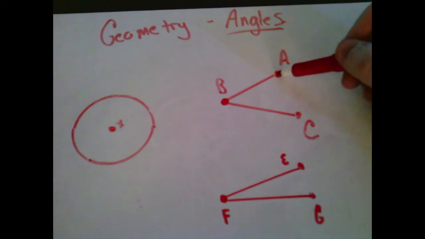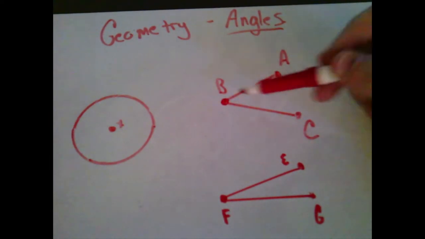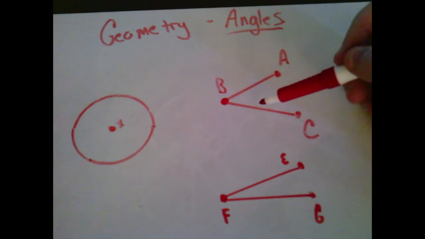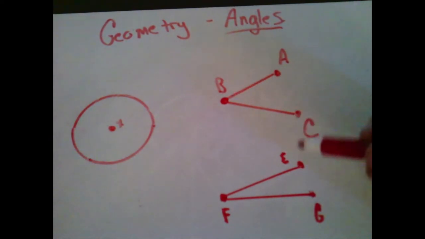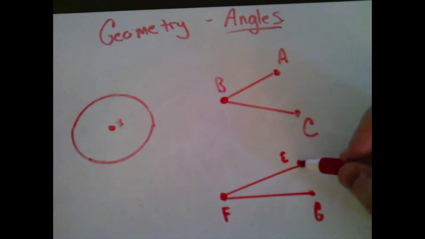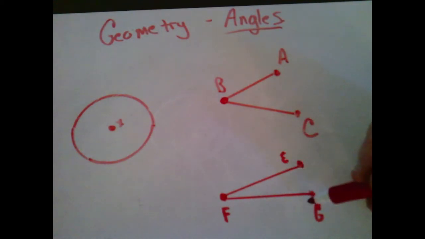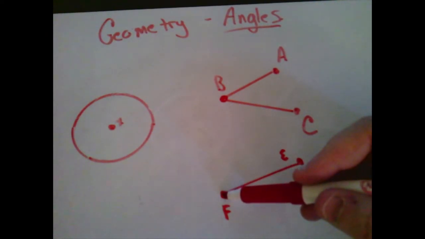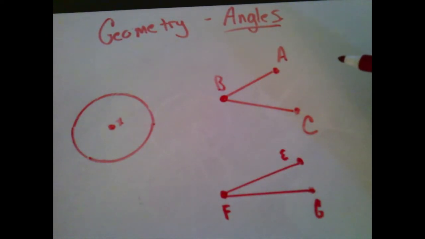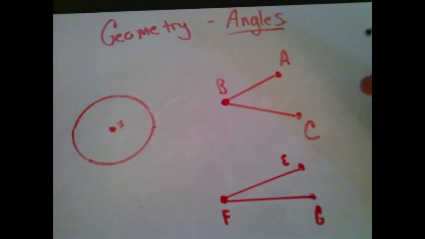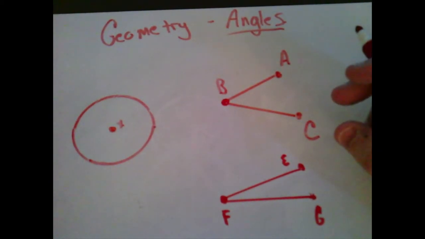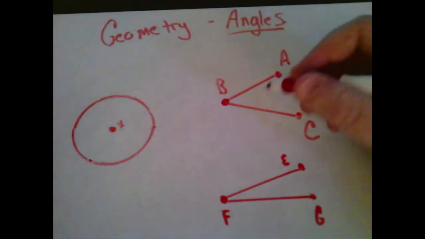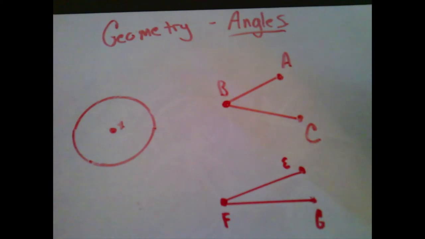Here we have segment AB and segment CB, and both of these segments meet at point B, at the vertex B. Down here, we have segment EF and segment GF, and both of these segments are meeting at the point F. Consider for a moment how open or closed the meeting of these segments are. Which one would you say is more open?